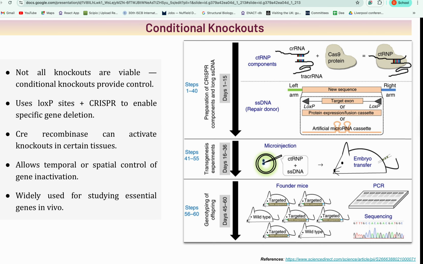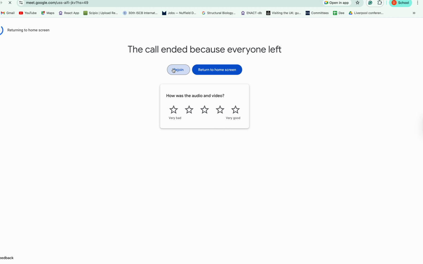Both the CRISPR and, sorry, I need to rejoin.